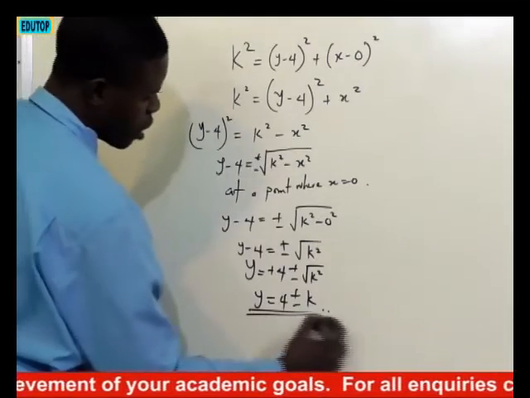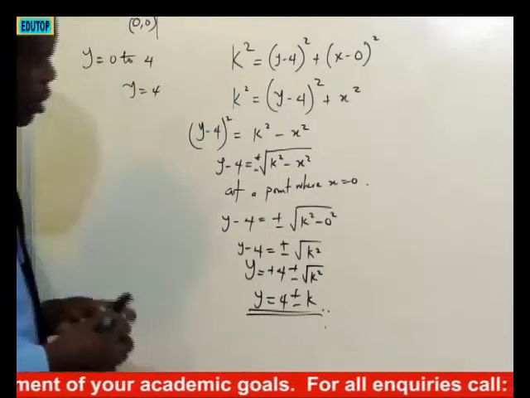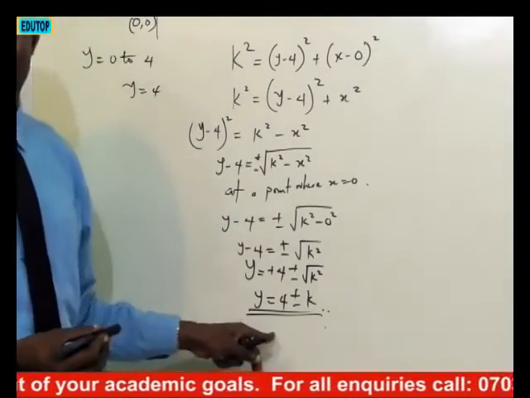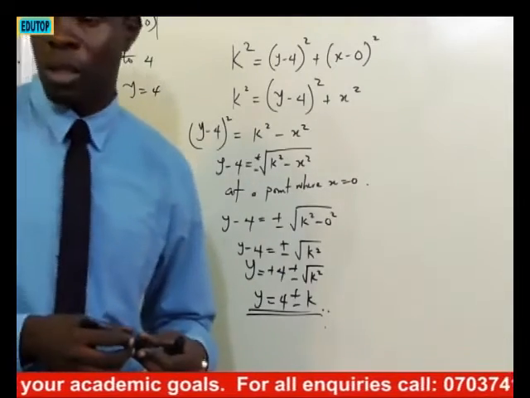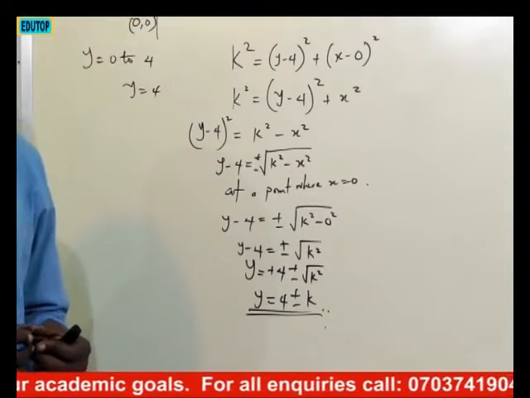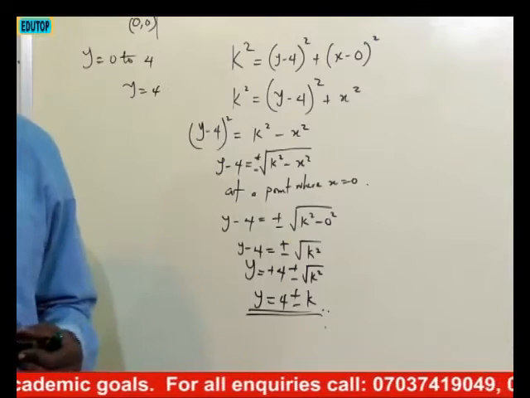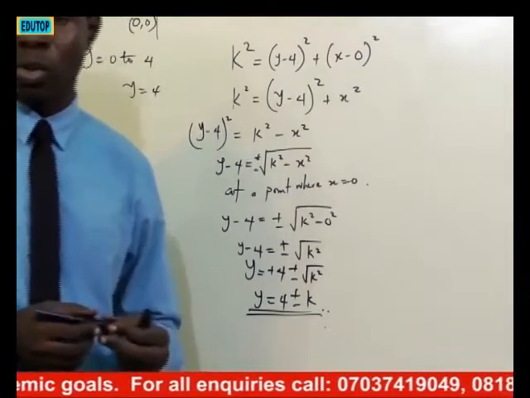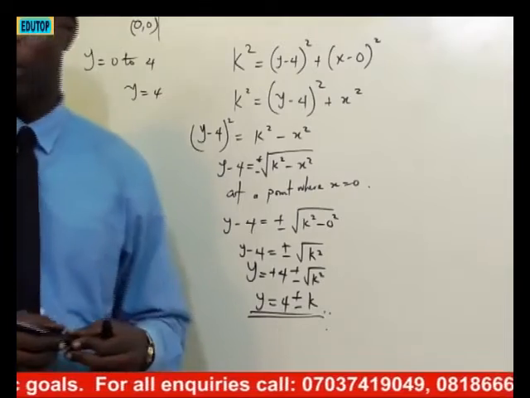So we go to our options and pick the one that matches this. If you look at our options, that will be no other option than option C, which is y equals 4 plus or minus k.